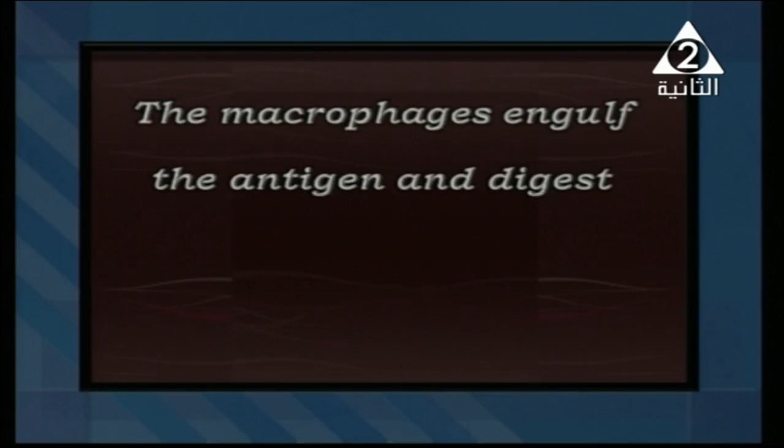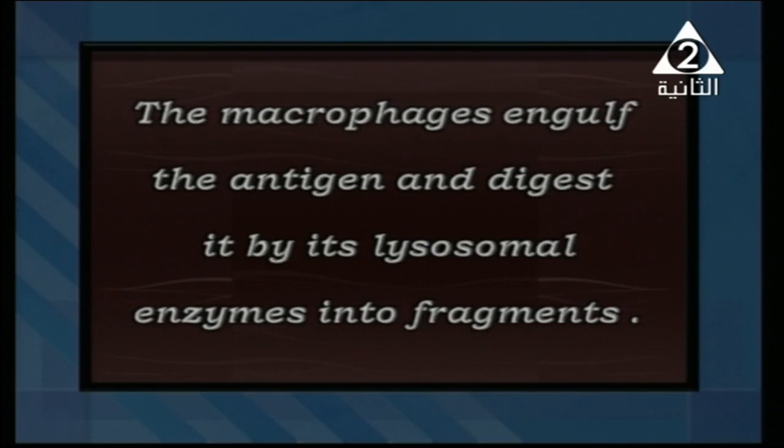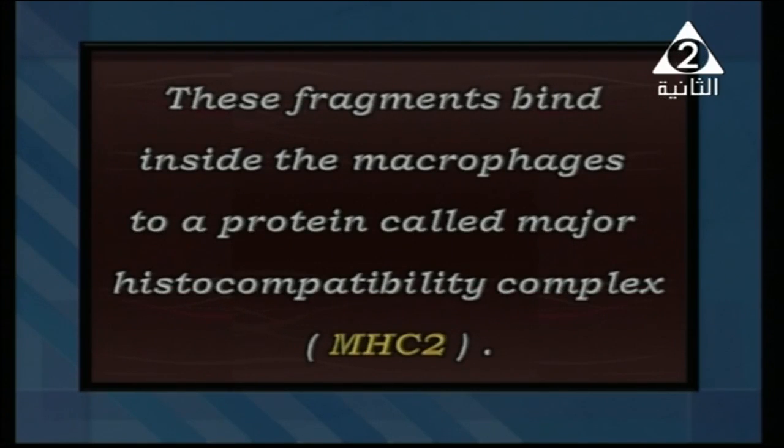Then the macrophage engulfs the antigen and digests it with its lysosomal enzymes into fragments, very tiny pieces. So number one, as we said, attachment. Number two, using the clusters of differentiation, CD19, 20, and CD21, already present on the surface of the B lymphocyte. After that, these fragments bind inside the macrophages to a specific protein. It's called the major histocompatibility complex, such as MHC2.